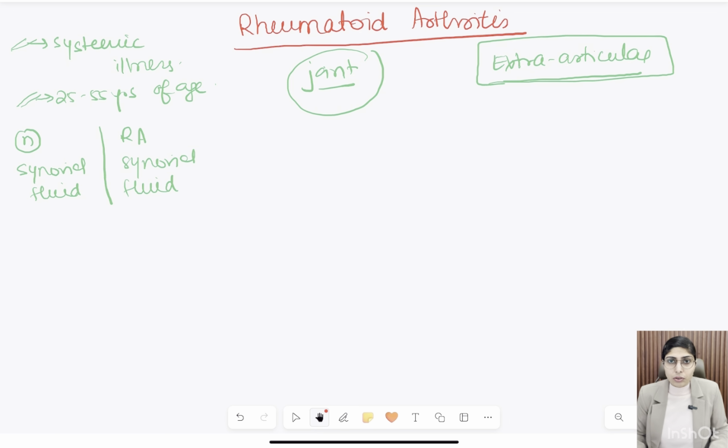Rheumatoid arthritis is a disease of the young. It is not a disease of the elderly, like osteoarthritis. It is a disease of the young, 25 to 55 years of age. Now, what exactly happens in rheumatoid arthritis? Obviously, it is an immune mediated process.